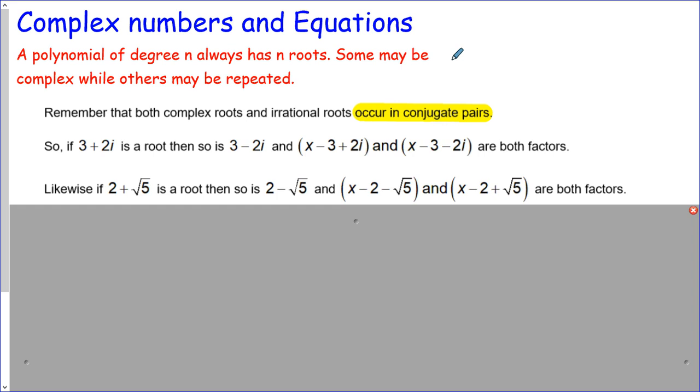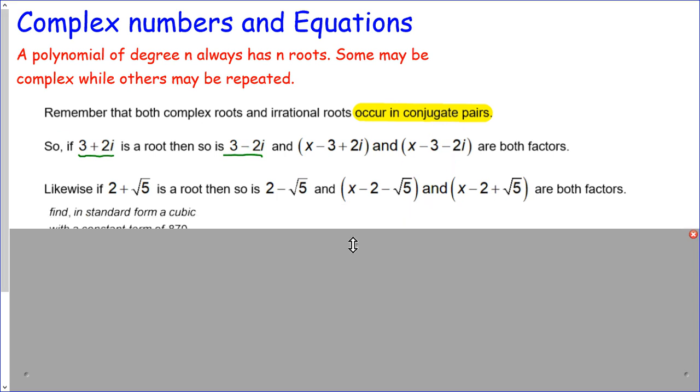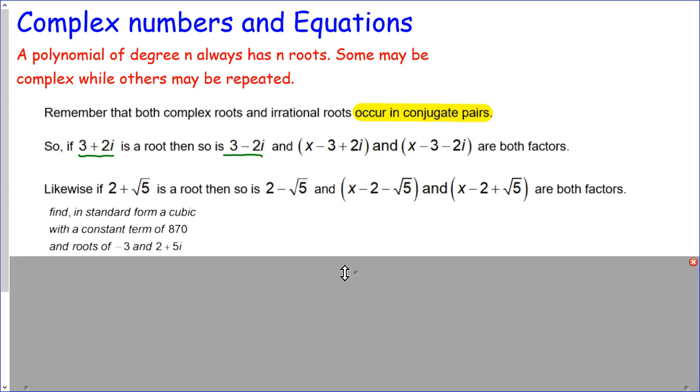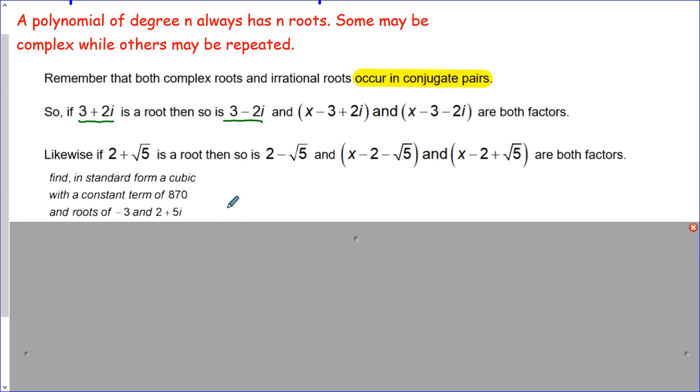All right. An important thing is that if we have rational coefficients, then both complex roots and irrational roots occur in their conjugate pairs. So for example, if 3 plus 2i is a root, then so would 3 minus 2i be. All right, and obviously x minus (3 plus 2i), and x minus (3 minus 2i) will both be factors. Likewise for surds.